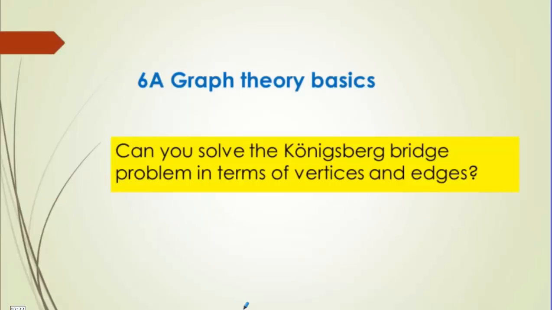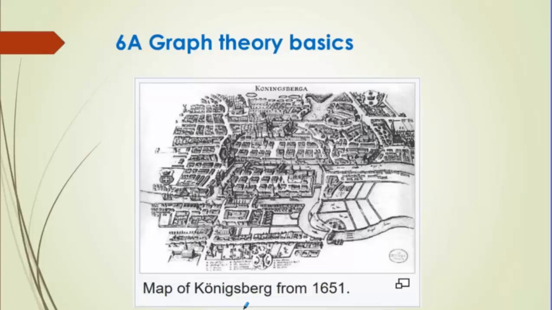And we start with 6a, Graph Theory Basics, solving what is called the Königsberg Bridge problem, but solving it in terms of vertices and edges of networks, which we will then explain as we go through. So here is a map of the city of Königsberg as it was in 1651, and so you can see it's a very old drawing. There are a few houses. There is, if you can make it out, a river system, and even more difficult perhaps to make out is that there are bridges over the river. So on the next slide I will make those particular features clear.